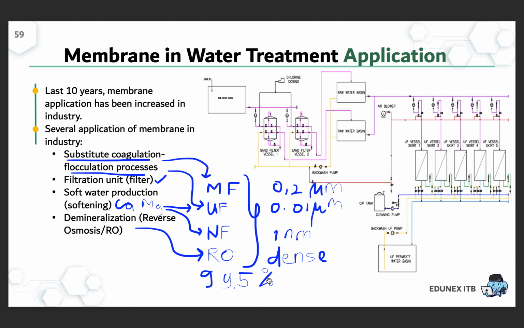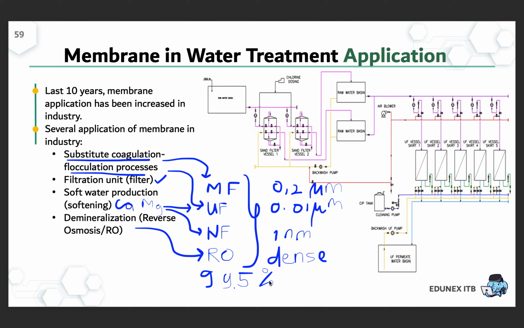99.5%. So for example, if you have seawater, seawater contains around 35,000 milligrams per liter of sodium. When you have such rejection, please calculate how much sodium still remains dissolved in the water.